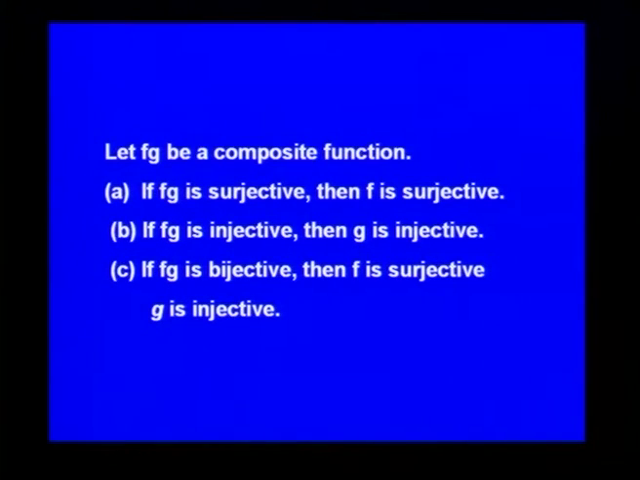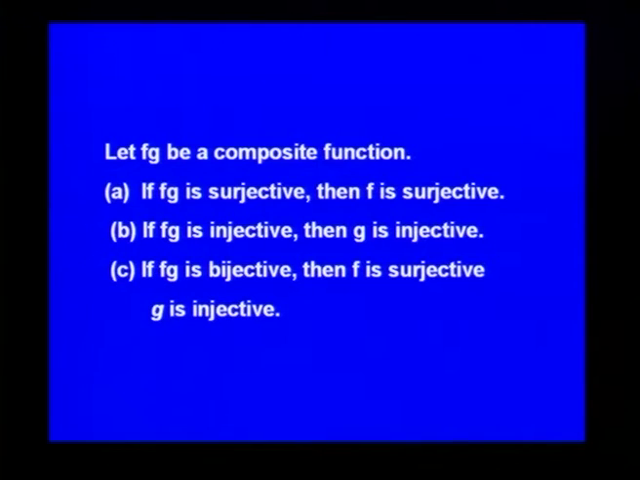Next, consider this. Let f∘g be a composite function. If f∘g is surjective, then f is surjective. If f∘g is injective, then f is injective. If f∘g is bijective, then f is surjective and g is injective. Now, f∘g is surjective. Let us consider this. It will again follow by a similar argument.